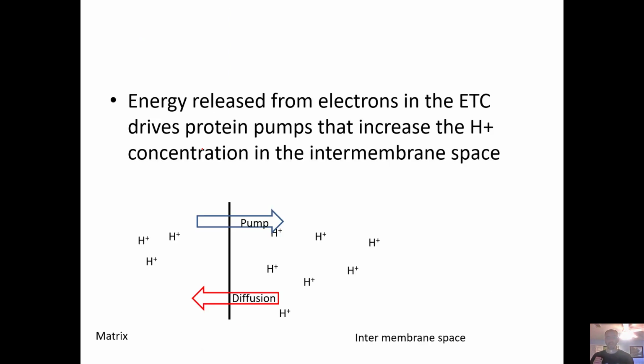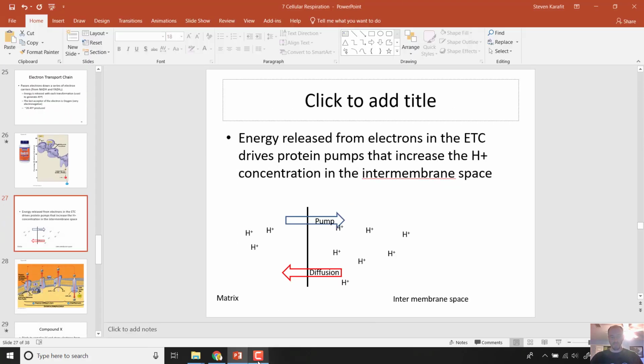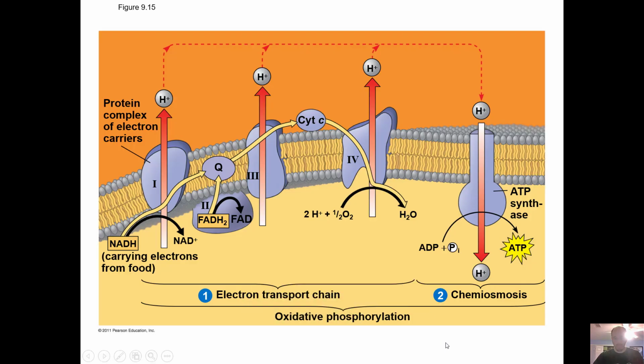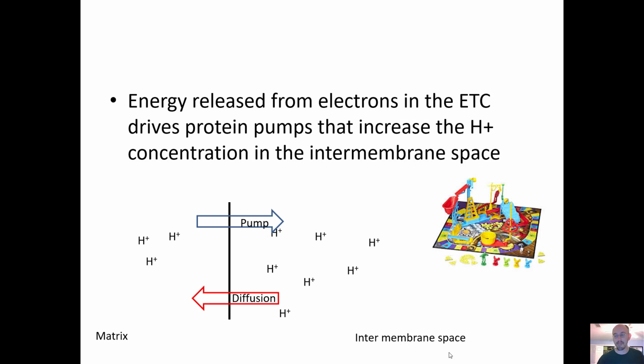Okay, now, this is the cool part. I don't know if any of you have ever played the game Mousetrap. Here, I'm going to pause the video and put a picture of the game Mousetrap in. Why? Because this is a video, and I have the power to stop it and add pictures as I please. So here's the game Mousetrap.